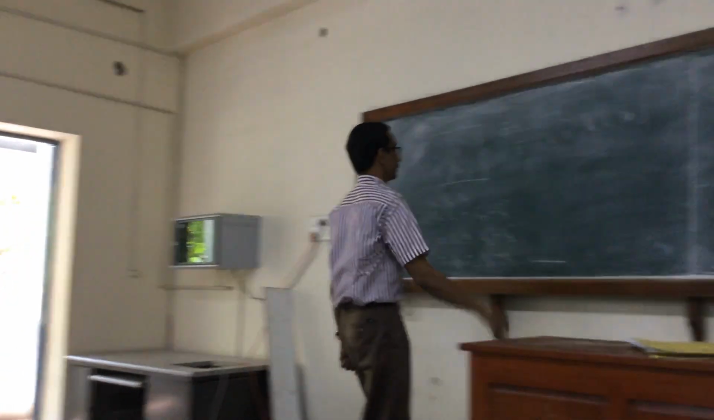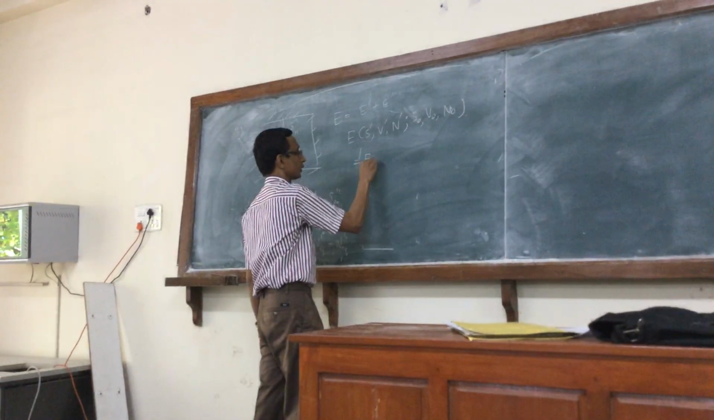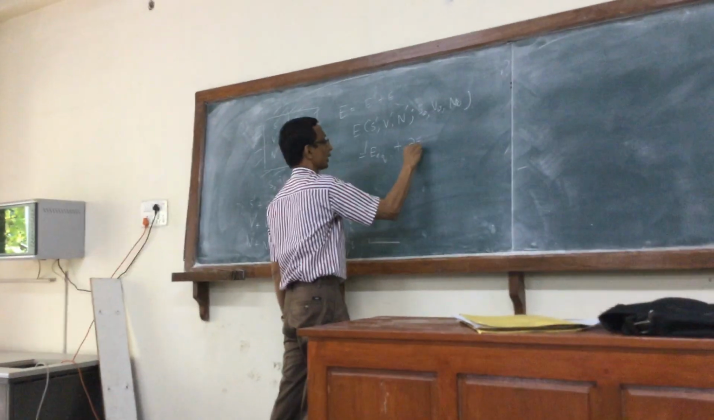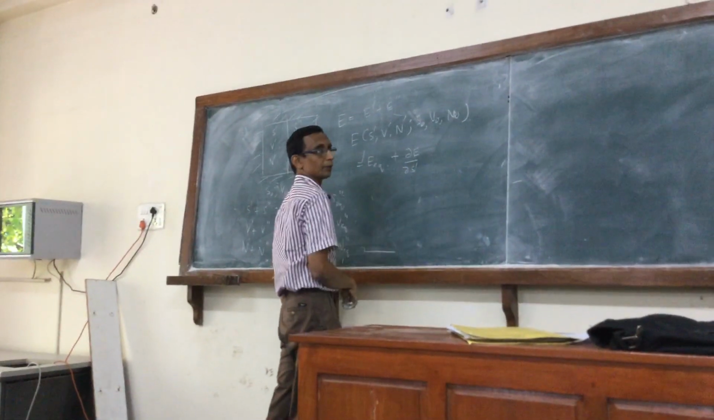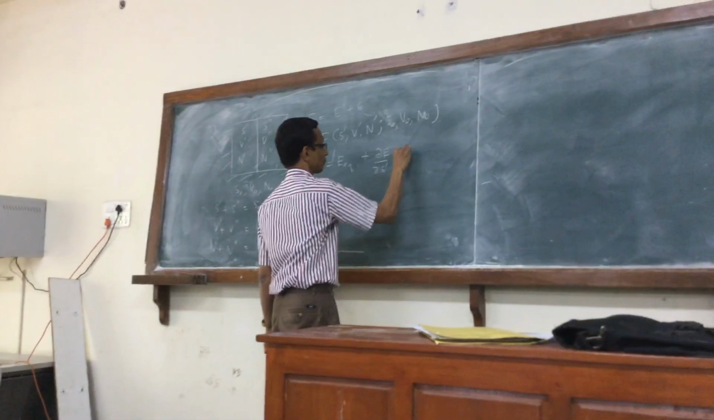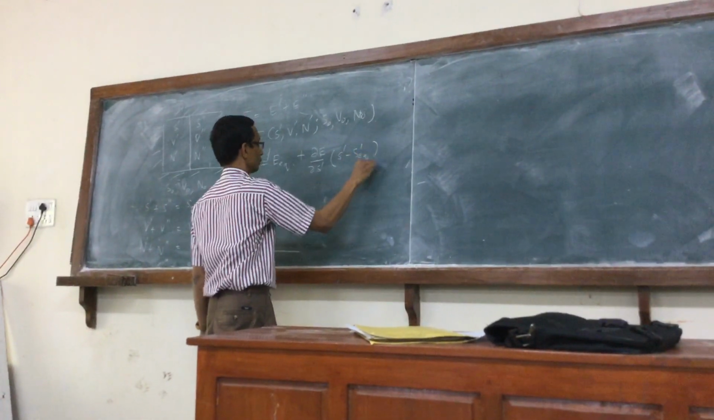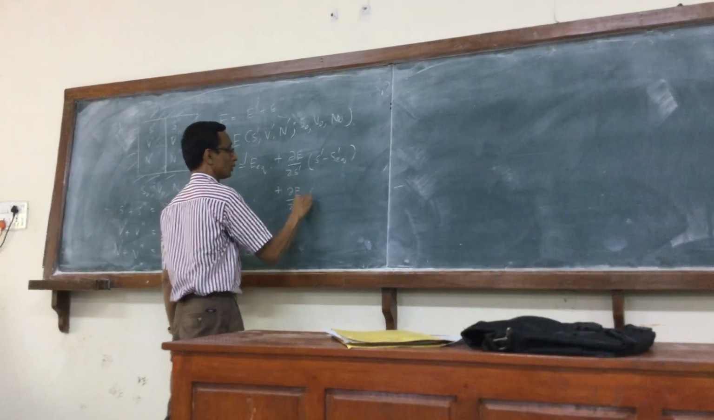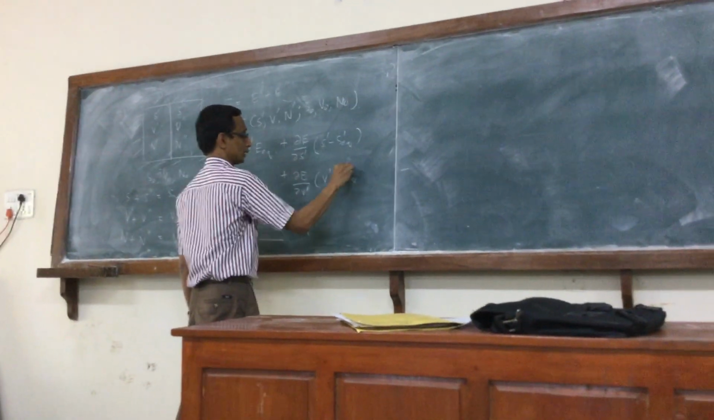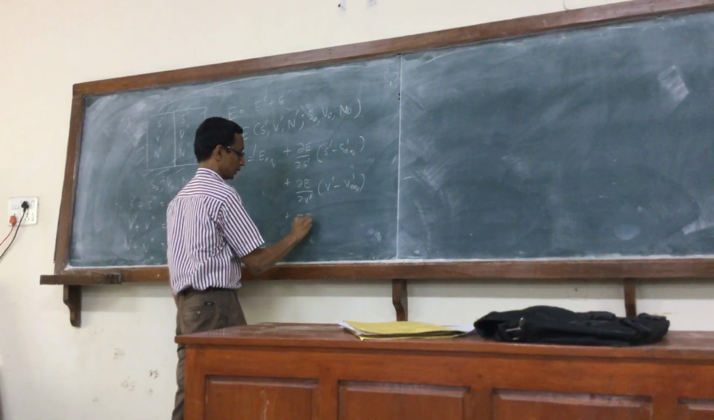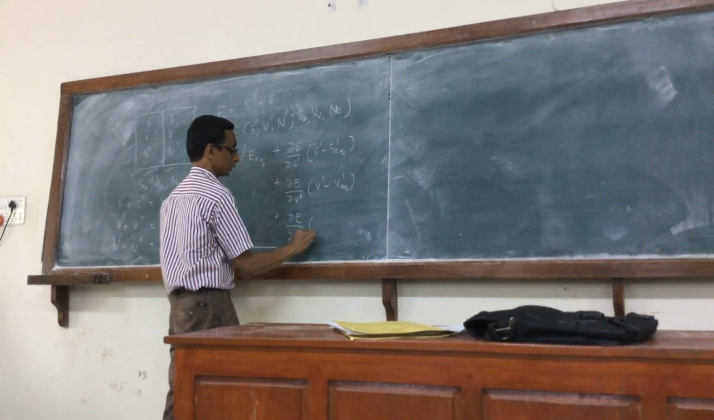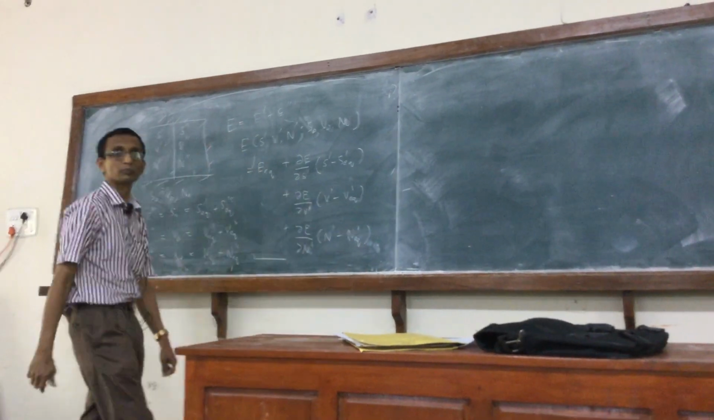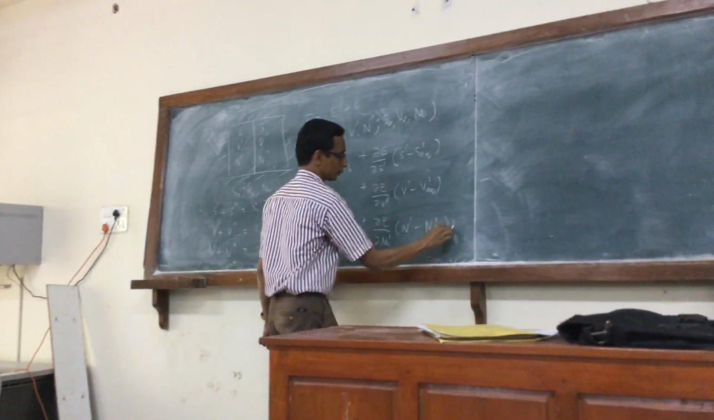So now we expand it about the equilibrium state. I get E equals dE by dS prime times S prime minus S equilibrium, plus dE by dV prime times V prime minus V equilibrium, plus dE by dN prime times N prime minus N equilibrium, plus higher order terms.